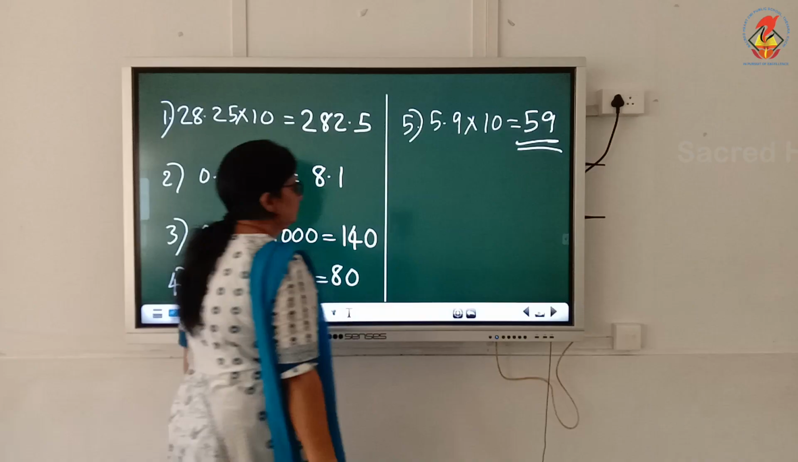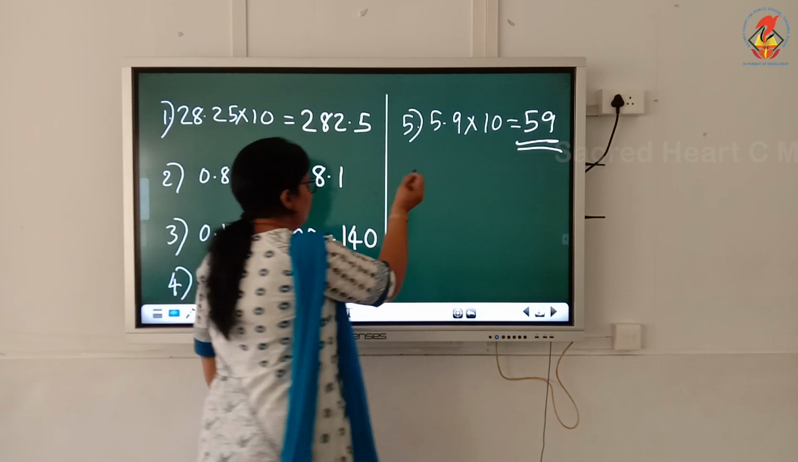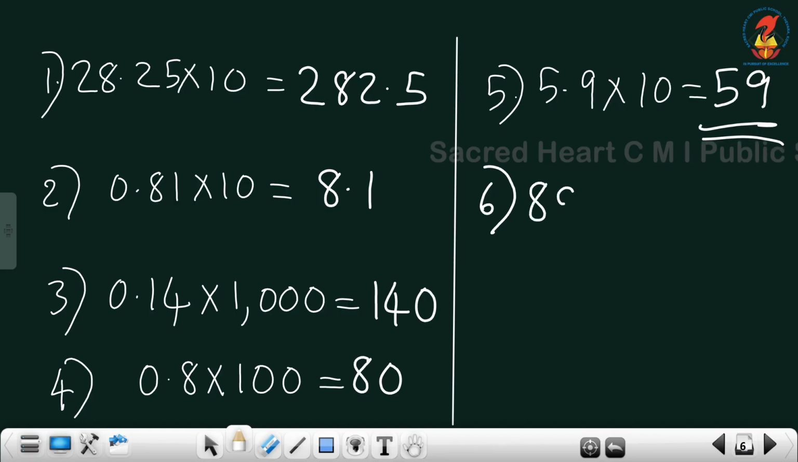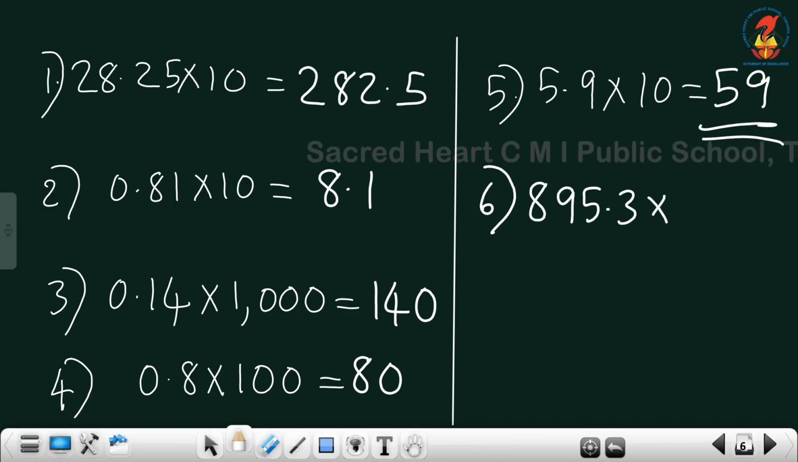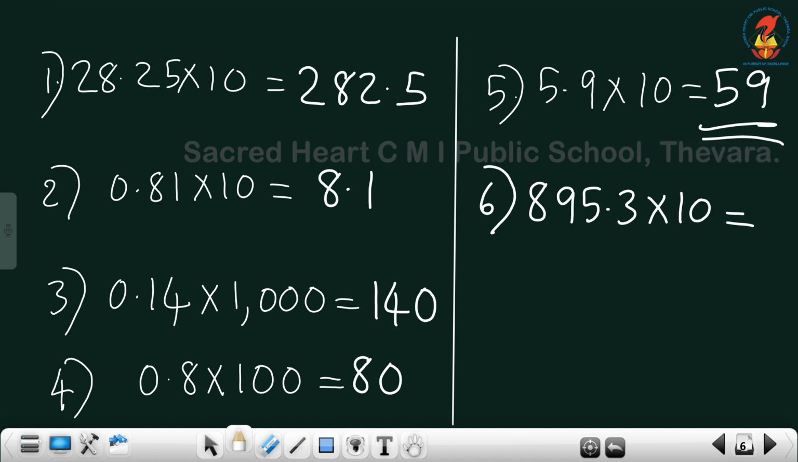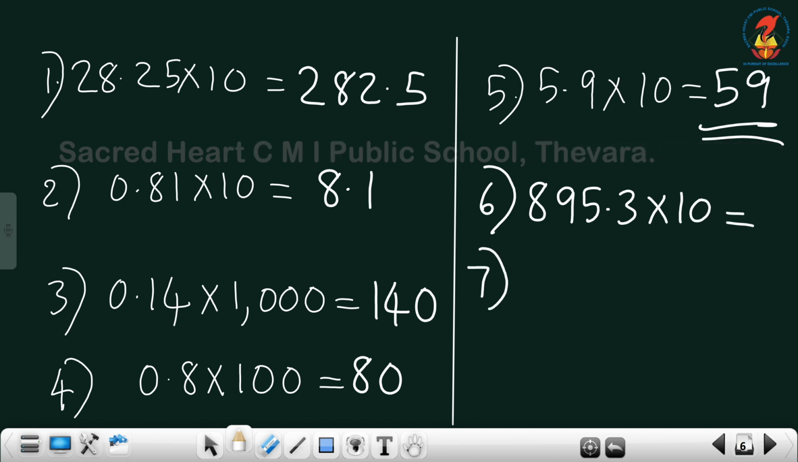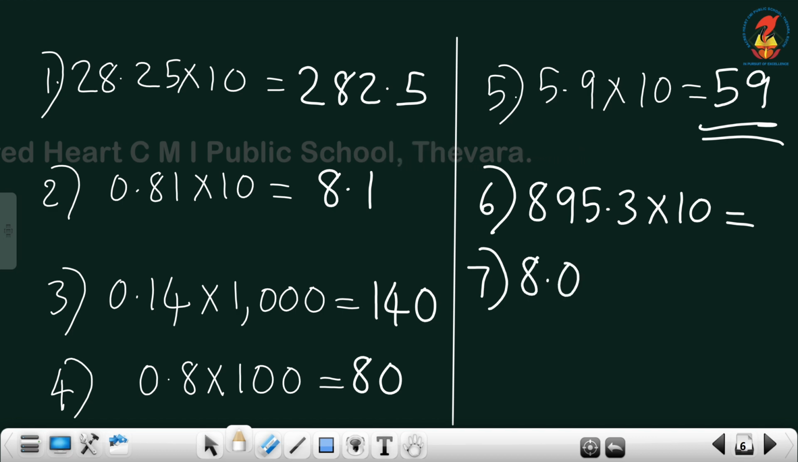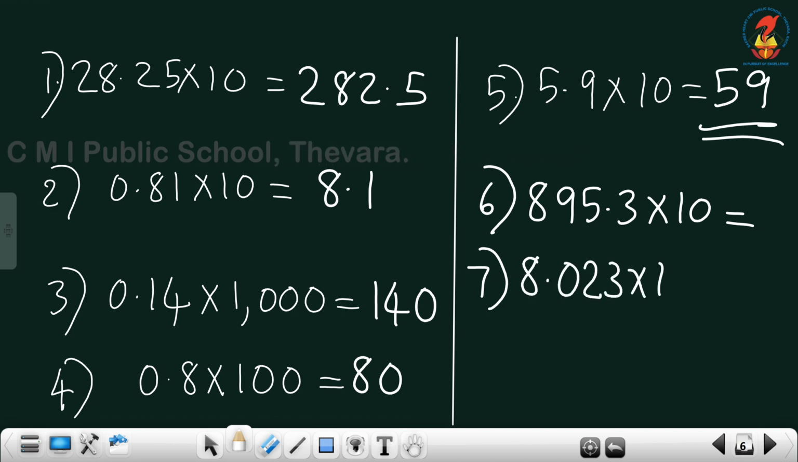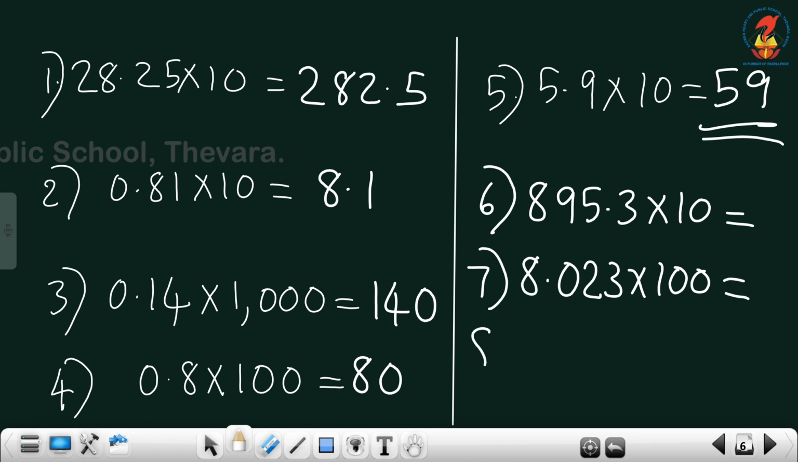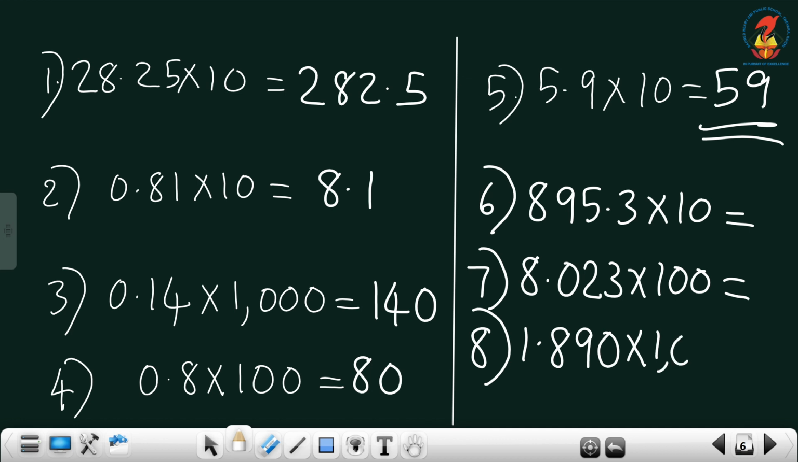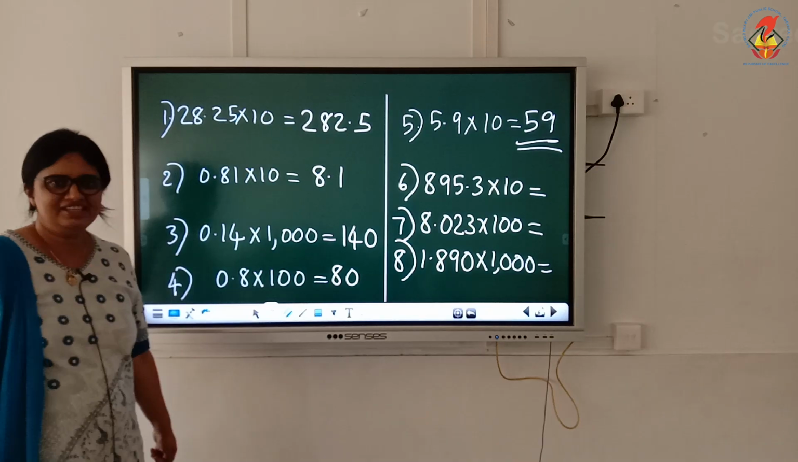Okay, and see children, I will give you some homework questions also. See, 895.3 into 10 equals, that is homework. And the seventh one, that is 8.023 into 100. Okay, and one more, that is 1.890 into 1000. Okay, you will do. Okay children, thank you.